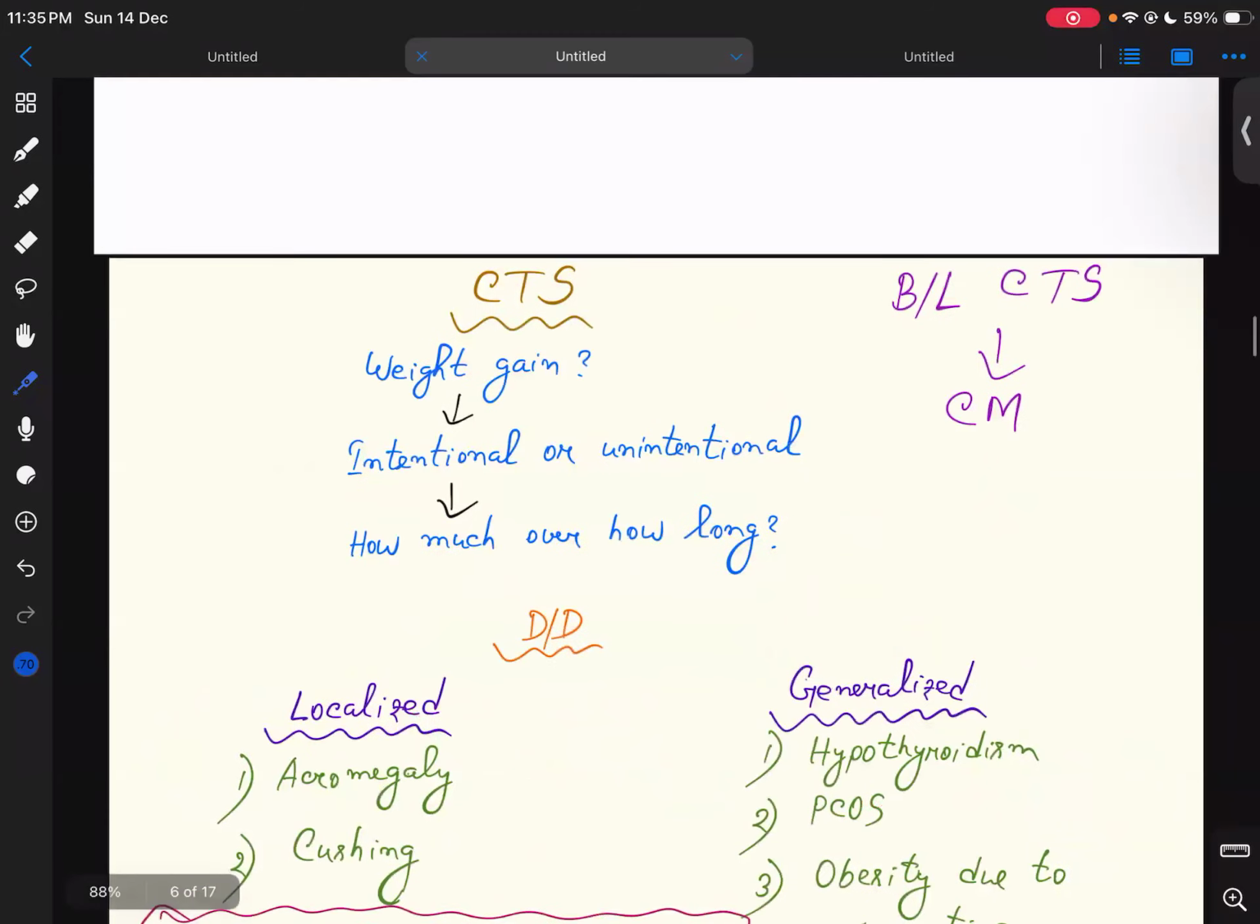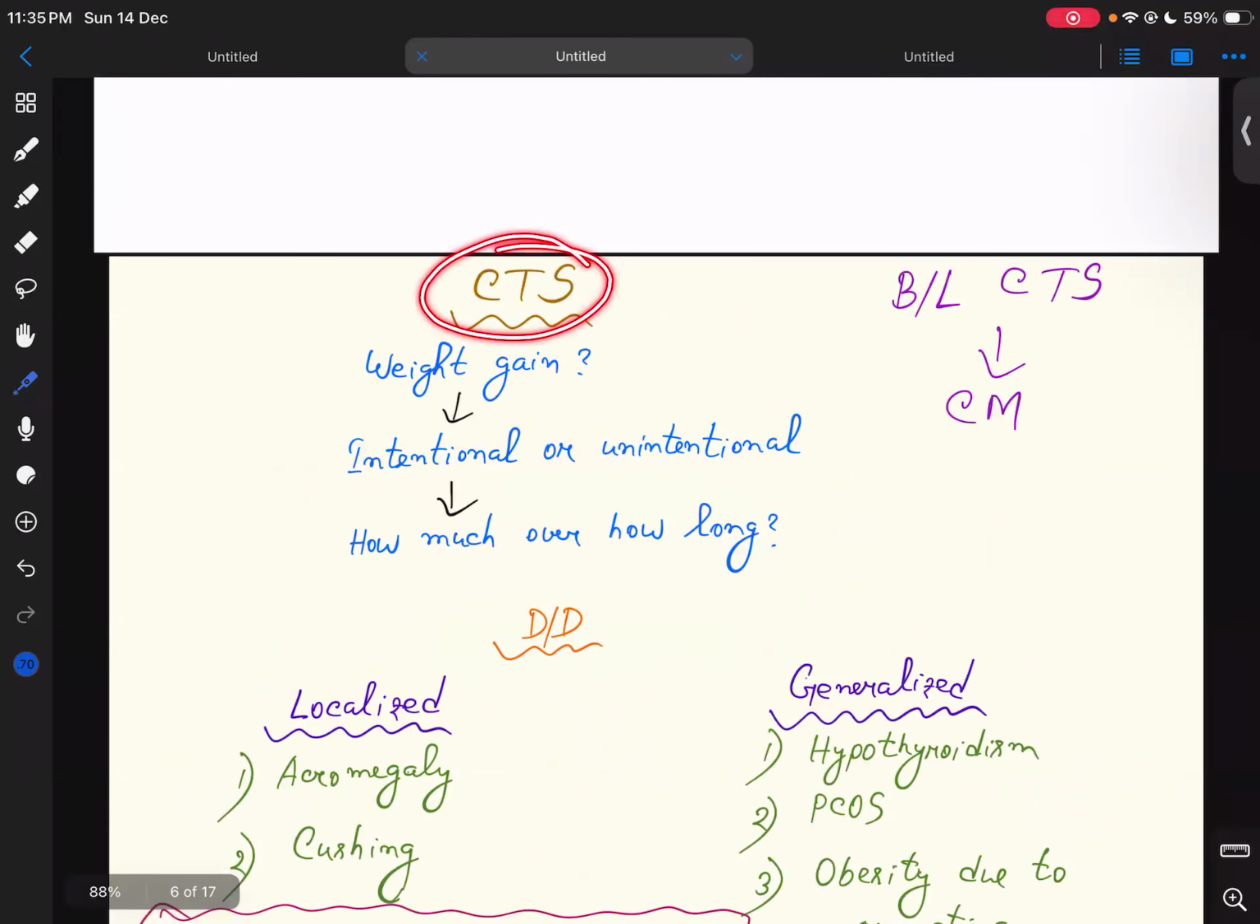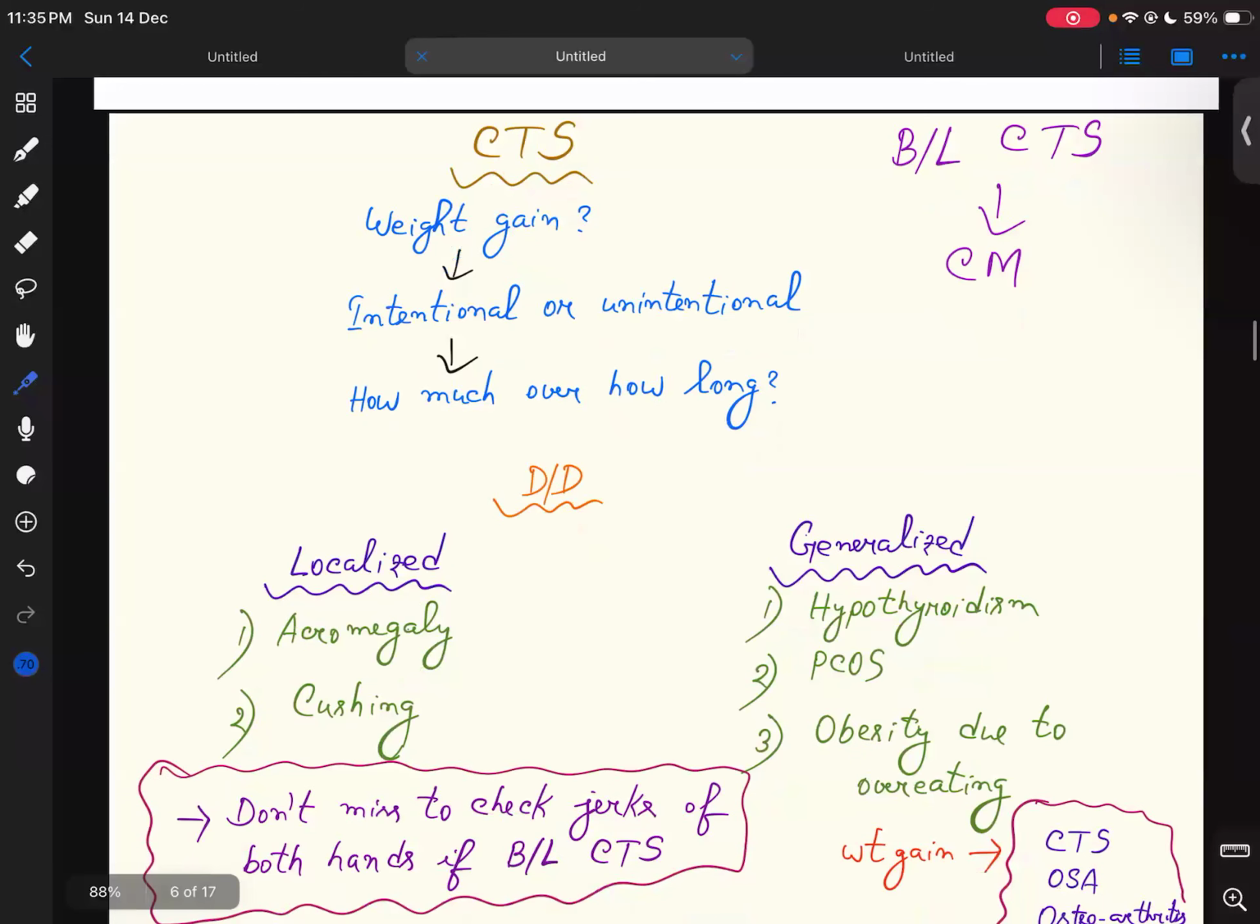And in the PACES exam, whenever any carpal tunnel syndrome comes, 100% of the cases, it will be due to weight gain.